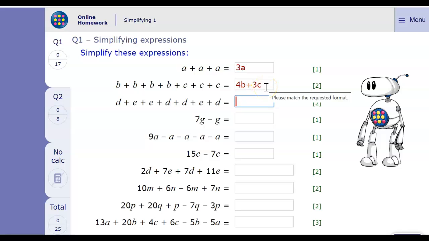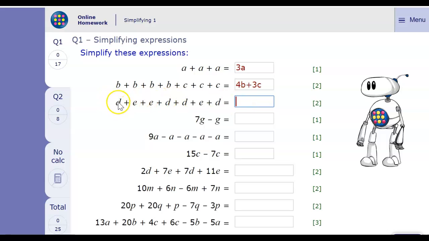It's very tempting to want to put those 2 together, but actually we can't add B's to C's, okay? So we just have to leave it as 4B plus 3C. If it said multiply in between, so if it said 4B times 3C, then it would become 12BC. But when we're adding like this, we can't add those 2 together. All right, let's take a look at the next one.